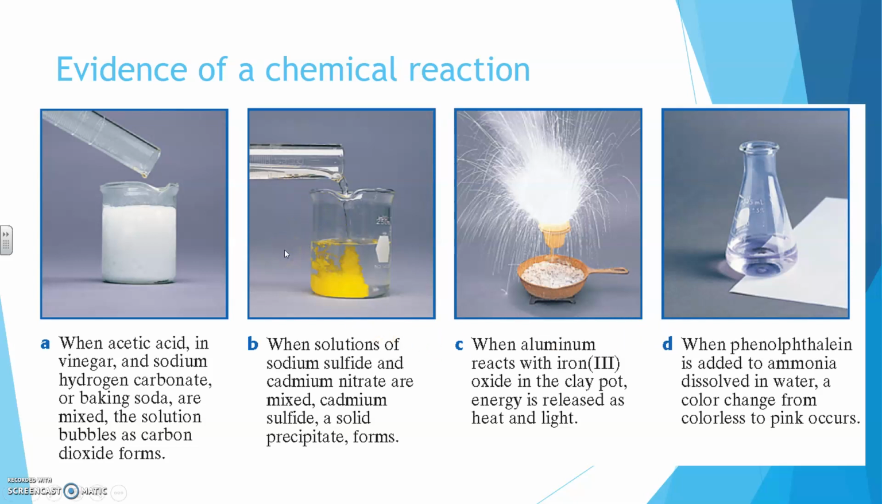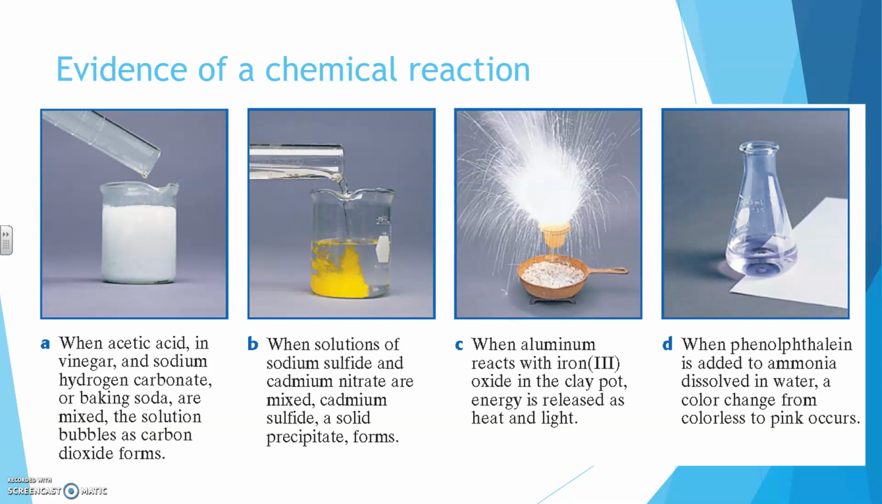Next example here, when you have solutions of sodium sulfide and cadmium nitrate mixed, you're going to produce cadmium sulfide, which is actually a solid. It is not dissolvable in water, so it's insoluble. The solid will actually form and then drop out of the solution. You also see a nice little color change here. It makes it real nice and obvious that you have a chemical reaction going on. The solid that's formed during this reaction is known as a precipitate. If you're not part of the solution, you're part of the precipitate. Got another one in there.